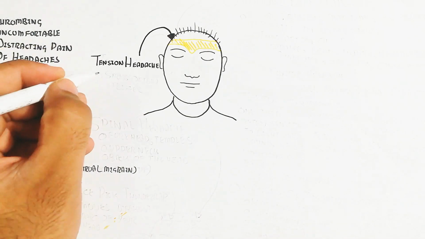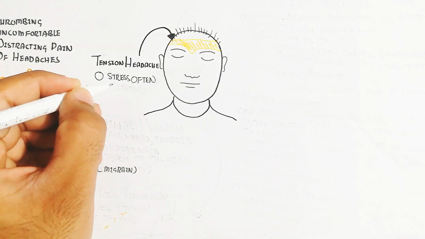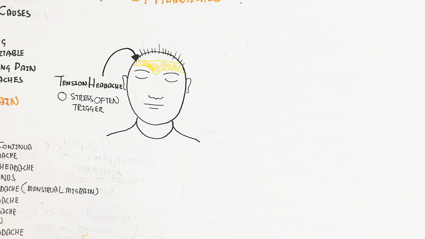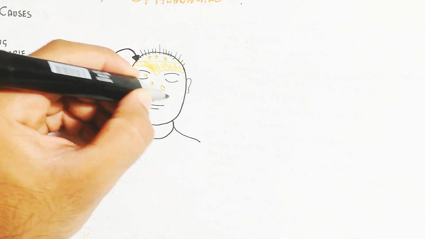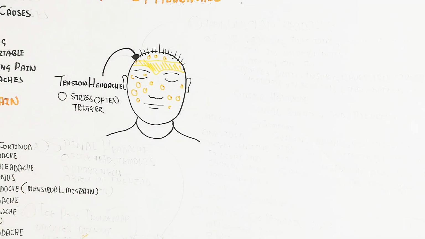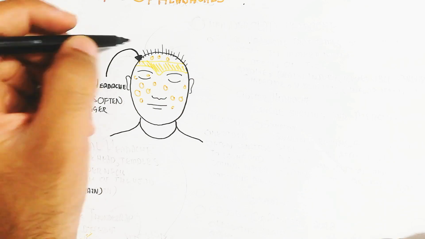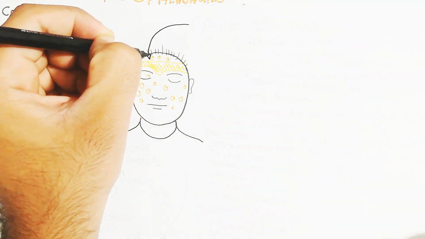Let's understand further. The tension headache is often triggered by stress like anxiety, stress, and depression. Here you can see the back of the head and front of the head involved. This is the tension headache.